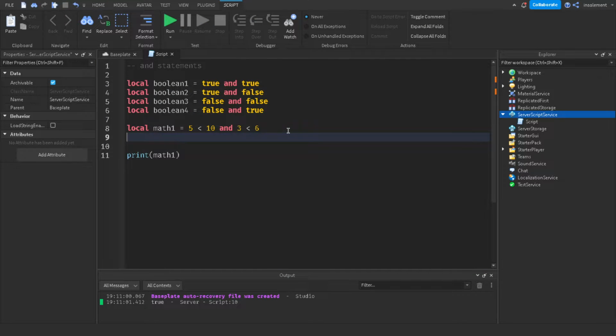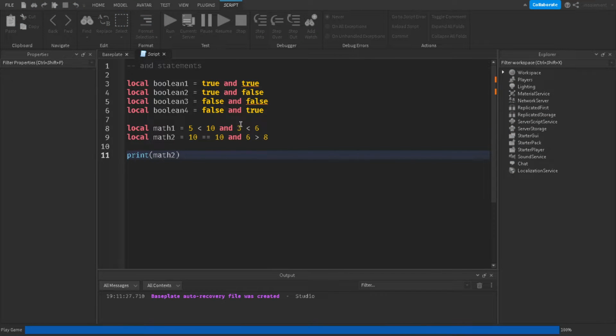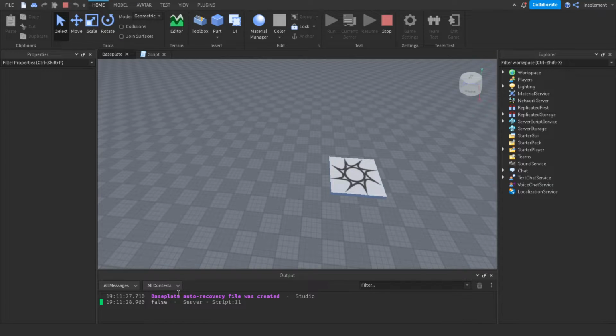But let's say I had 10 equals 10 and 6 greater than 8. 10 is equal to 10, right? But 6 is not greater than 8, meaning this would be false.